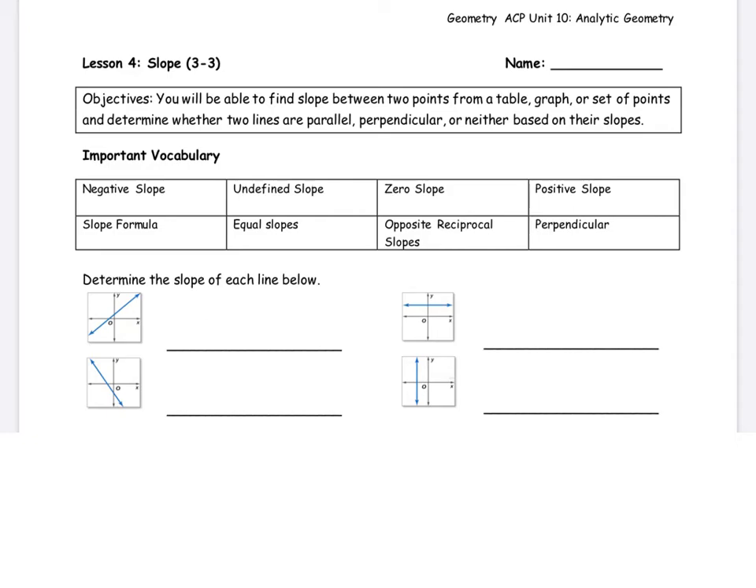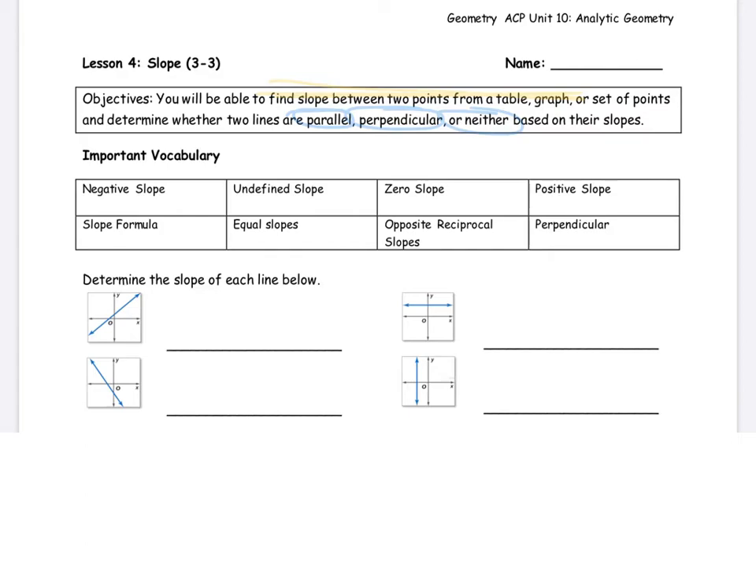Welcome to Lesson 4 on our unit of Analytic Geometry, or Geometry on the Coordinate Plane. Our goal today is to review how to find slope between 2 points on a graph using the table, graph, or set of points methods, and then to use that concept to determine whether or not 2 lines are parallel, perpendicular, or neither based on their slopes so that we can use them to solve problems involving geometric figures.